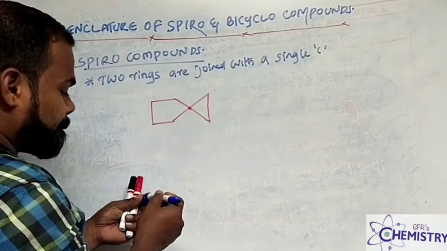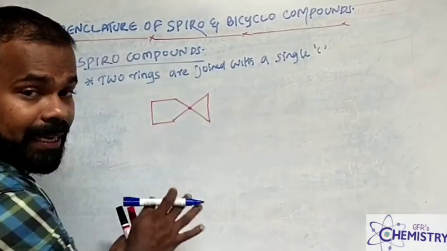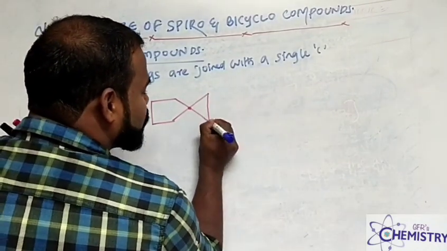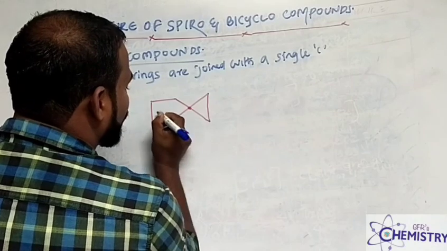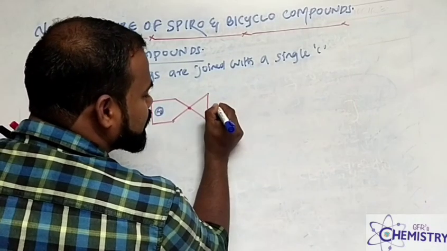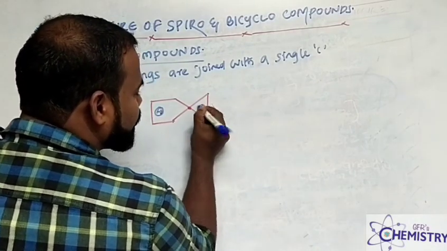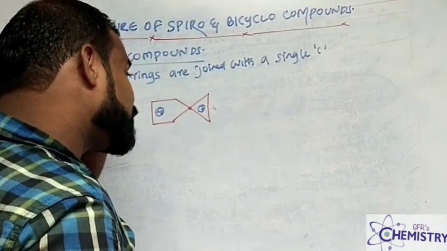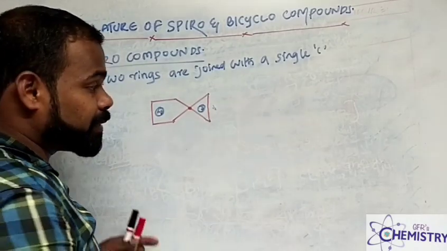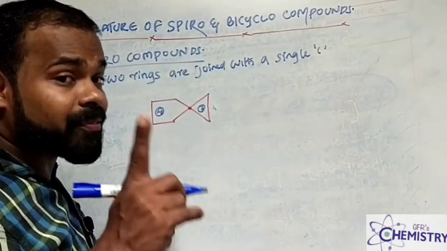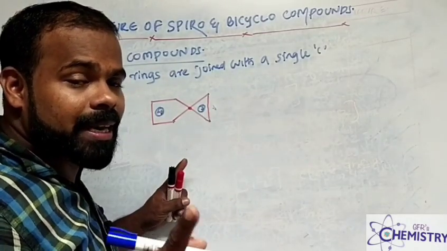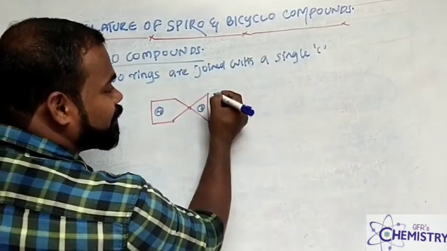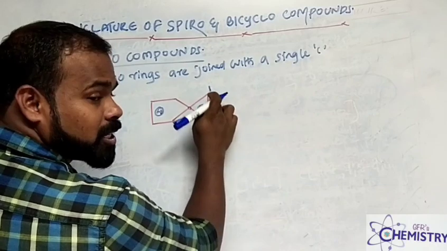Then count separately. Here 1, 2. Here 1, 2, 3, 4. This side 4 carbons, this side 2 carbons. Only 2 numbers we require there. Then now numbering time. In bicyclo we started from the bridge carbon, but here don't start from the bridge. We want to select the nearest smaller chain, this smaller one, these 2 only.